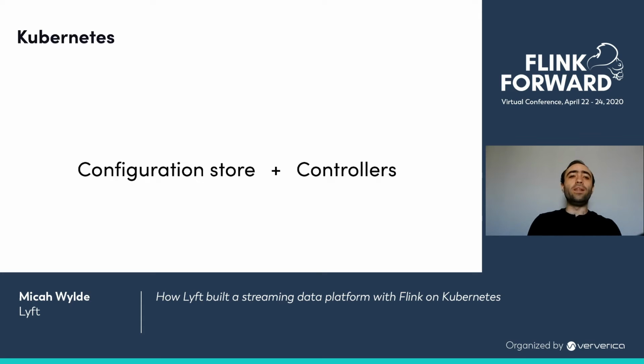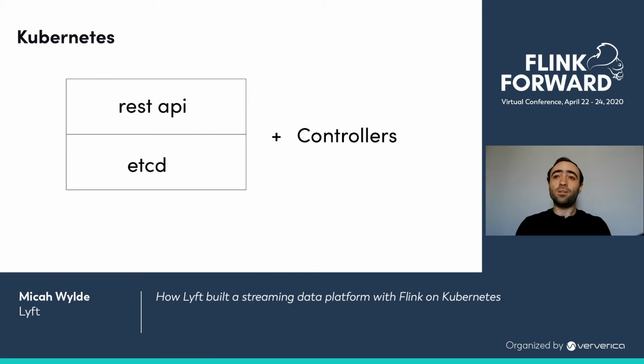So what is Kubernetes? It's basically a combination of two things. It's a configuration store and a set of controllers. The configuration store in Kubernetes is etcd, which is a consistent database with a REST API in front of it.